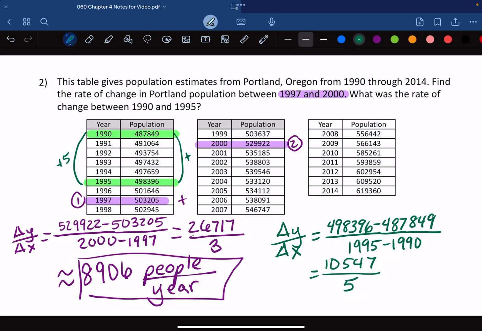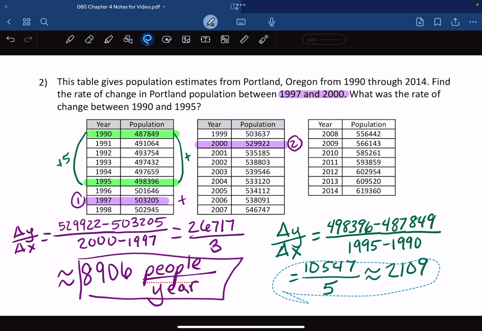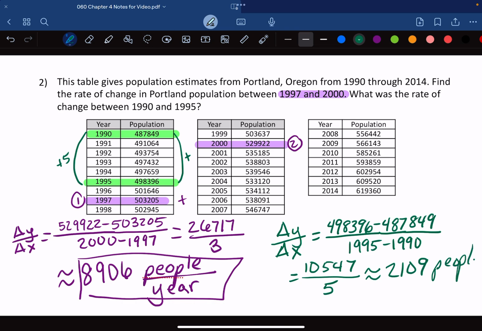And when I divide that up, once again, you get a fraction with the decimal. And I rounded that to 2,109 people per year. And I keep running out of space. One day I will learn how to estimate how much to write when writing digitally.